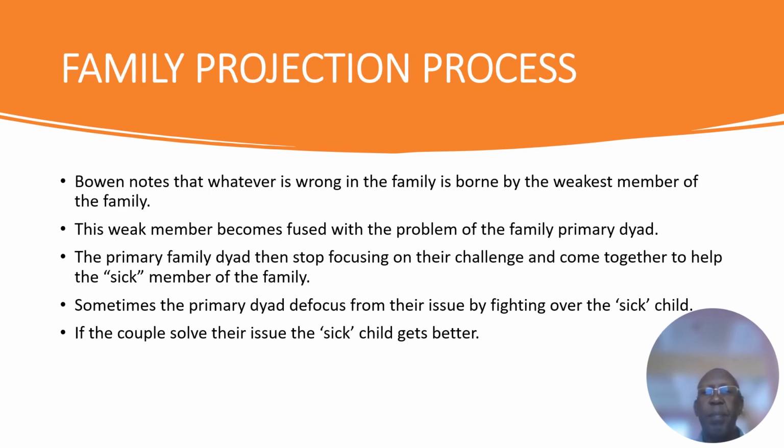The family projection process. Bowen notes that whatever is wrong in the family is borne by the weakest member of the family. This weak member becomes fused with the problem of the family primary dyad. And what we are saying here is that a child in a family with dysfunctions is likely to get sick on behalf of the family. They bear the pain of the members of the primary dyad.